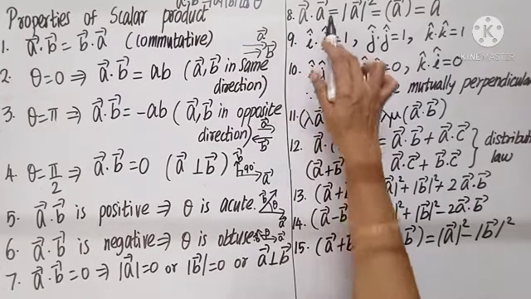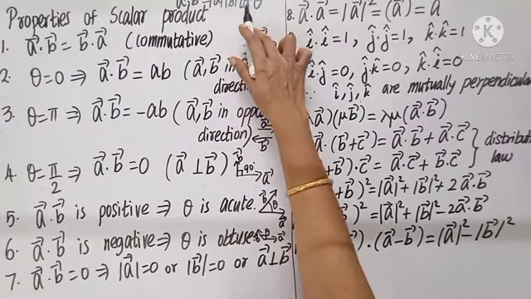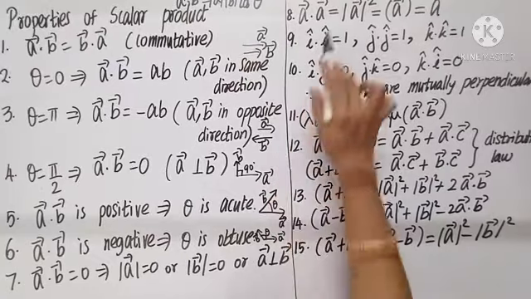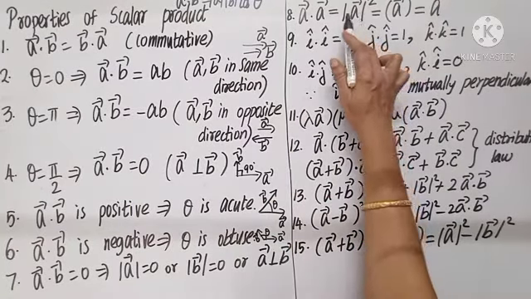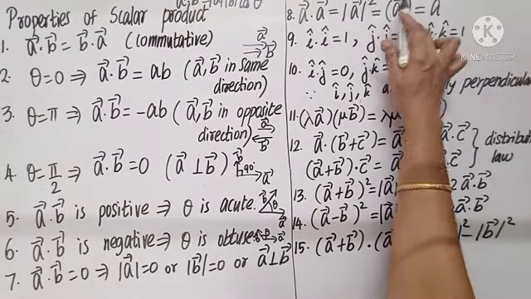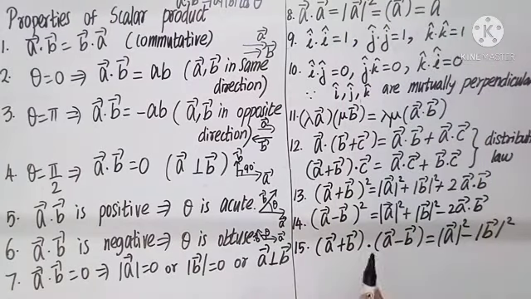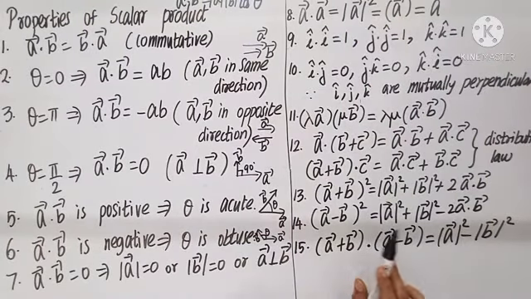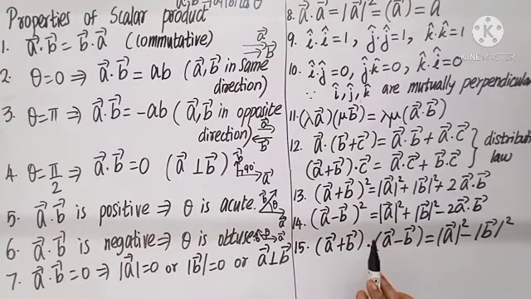A dot A. Apply here, it is A into cos of 0, or simply I get A square. This A square I can write in many methods. Whether I put vector and square, modulus and square, or simply A square. It is all one and the same, which will be useful while doing exercise problems.